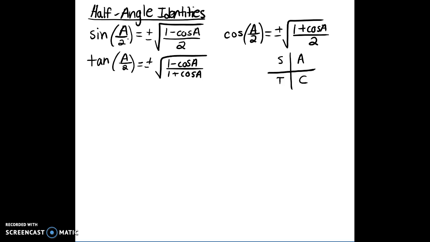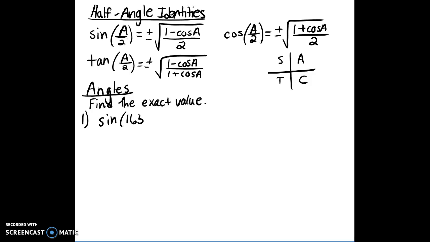So we're going to start off doing angles. A lot of these angles we could have also done with sum and difference, and a few of them we can't. And our directions are just find the exact value. So the first one is sine of 165. This one you could do with the sum and difference identities. I'm not going to make you do a lot of rationalizing here, so the answer may look a little bit different, and that's fine. If you were to calculate it, it would be the same.